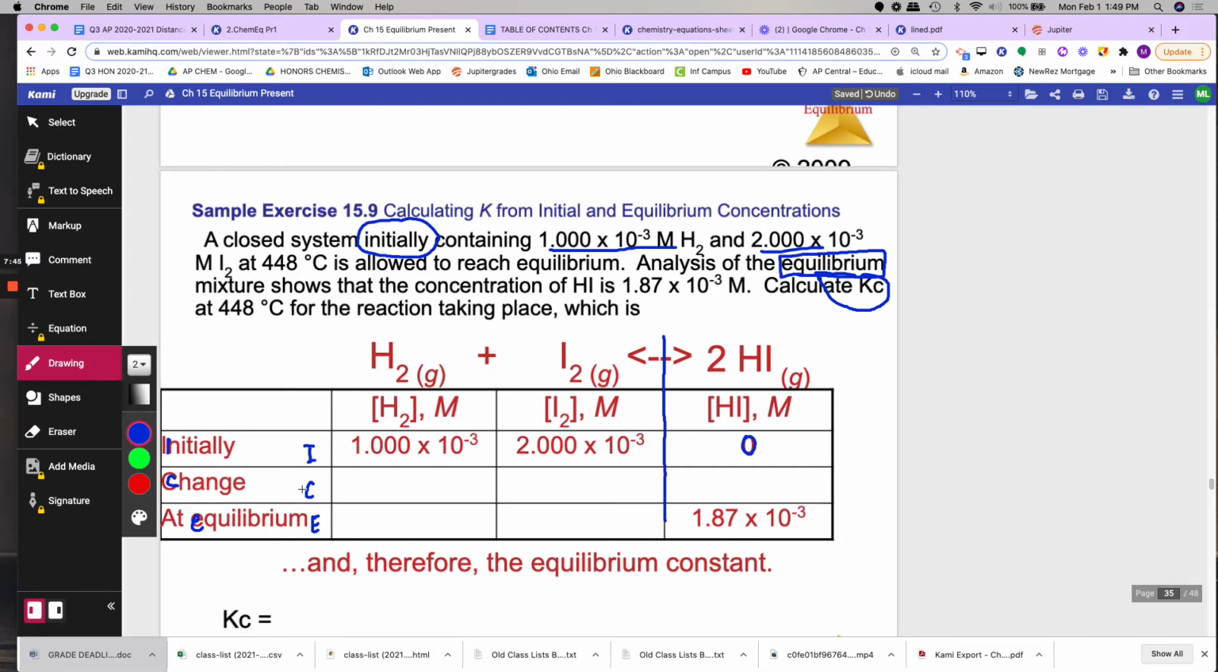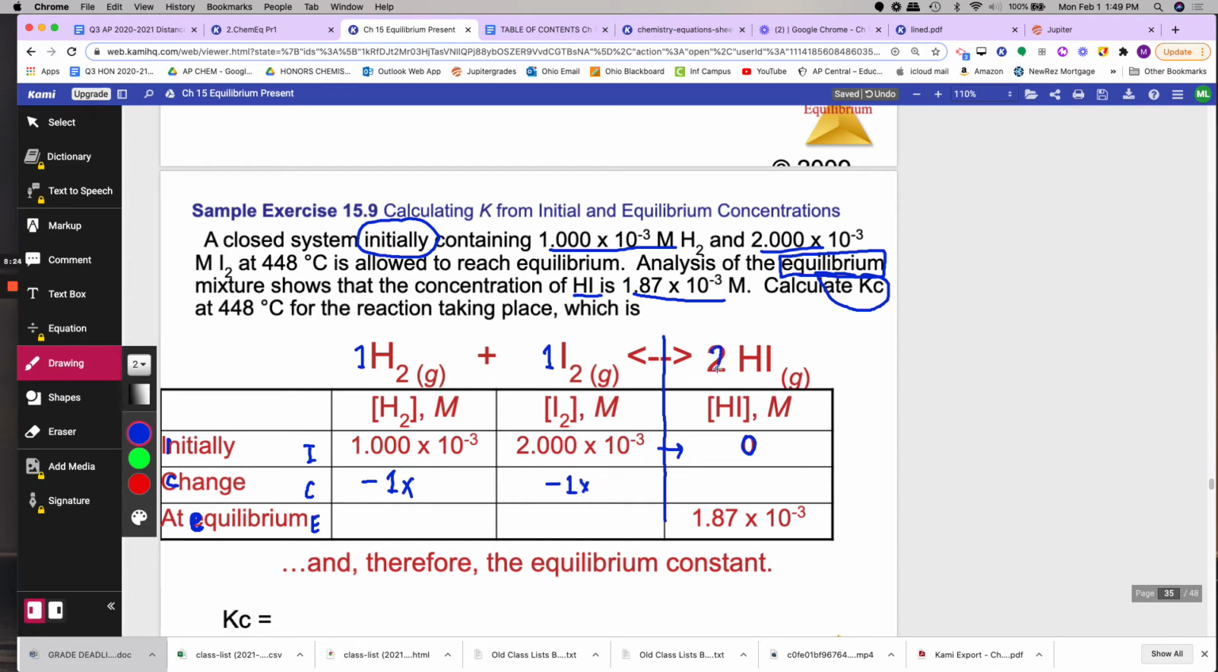So here, your E, this is the equilibrium area. Mixture shows the concentration of HI is 1.87 E negative 3. So this is equilibrium, so I'm going to put it where it says E. Then, obviously, H2 and I2 are going to react to go to the right to make the product. How much you're going to use depends on the coefficient. So there's a 1 there, you're going to use minus 1x. There's a 1 there also, you're going to use minus 1x.